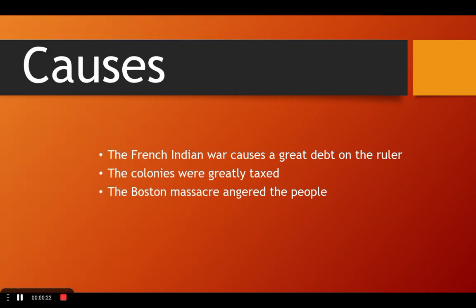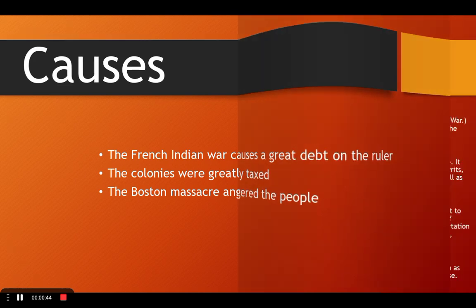First, we'll discuss the causes. There were many causes of the American Revolution, but we'll discuss the three major causes, which are the French and Indian War, which caused a great debt on the ruler. The colonies were greatly taxed, and the Boston Massacre angered the people. Now let's go through a detailed timeline.